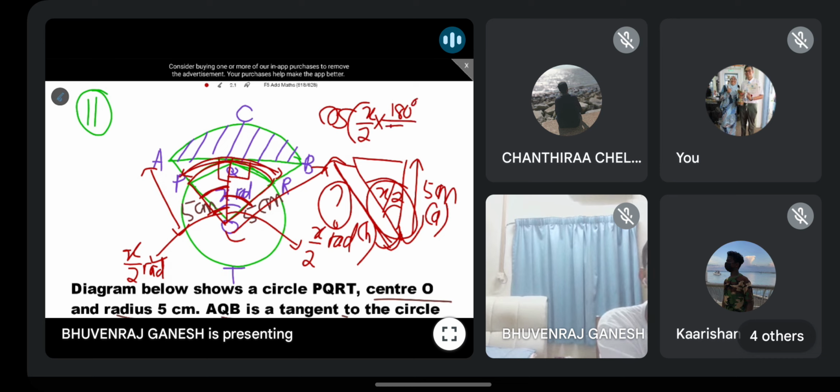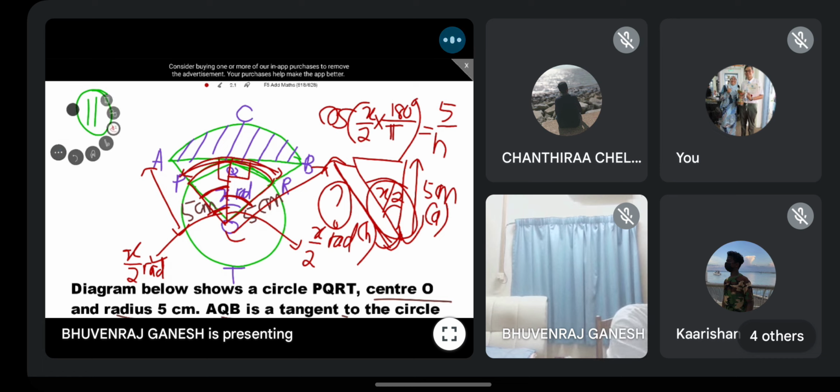Because for cos we must use degree mode. So you have something like this. Okay, cos equals 5 over the hypotenuse. Okay, you have to find the hypotenuse. But you have to find the value of X first. We must find the X. Okay, because if X is not there, we cannot solve it.